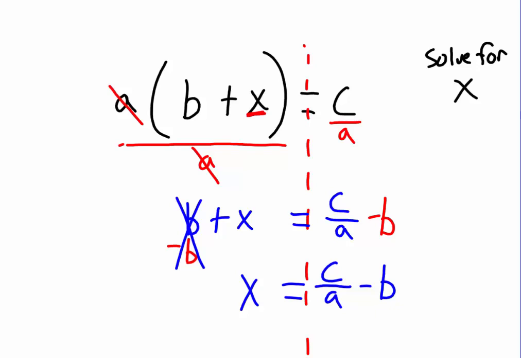I could have done this the other way. I could have distributed the A to begin with and gotten A times B plus A times X equals C, and then subtract AB from both sides and then divide by A, and it would have come out to be the same thing. You would have had to simplify it a little bit more at the very end, but yeah, it would have come out to be the same thing. I just liked this way a little bit better because I didn't have to simplify.